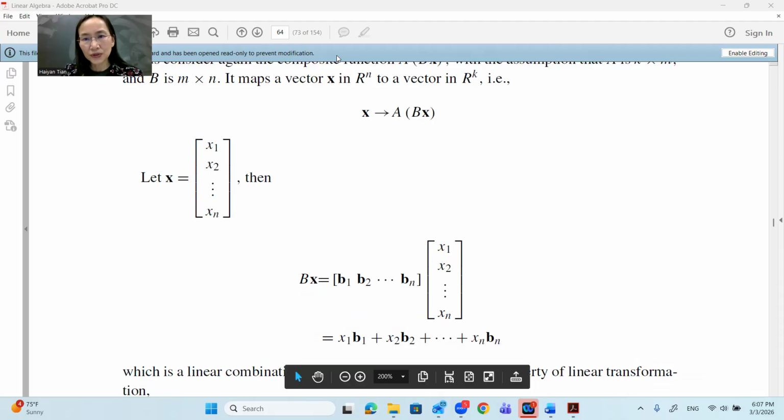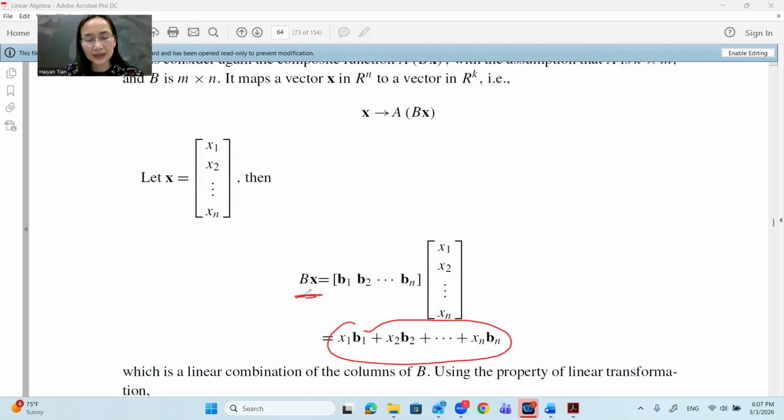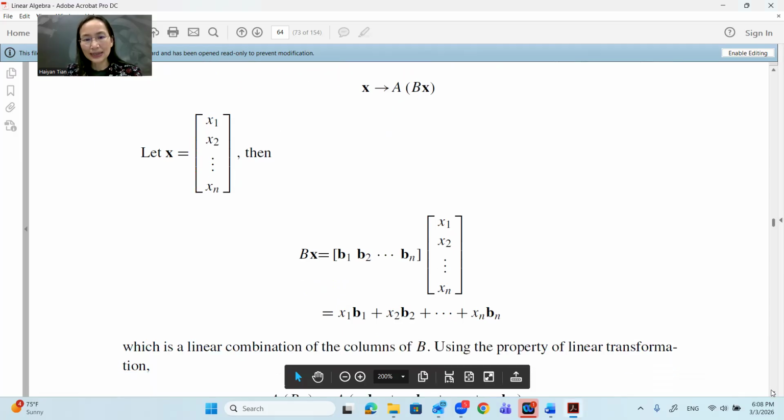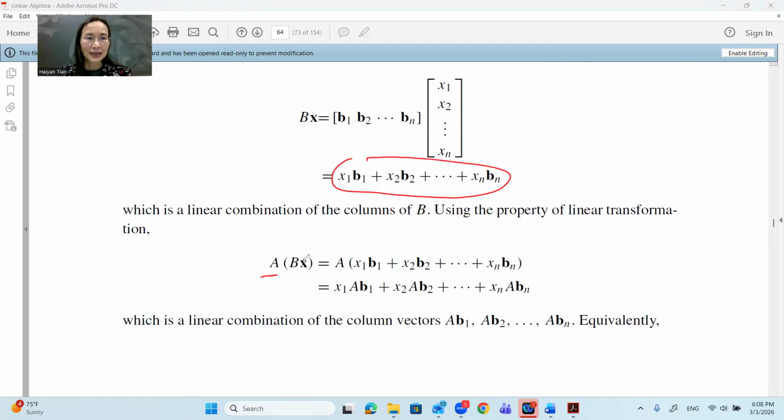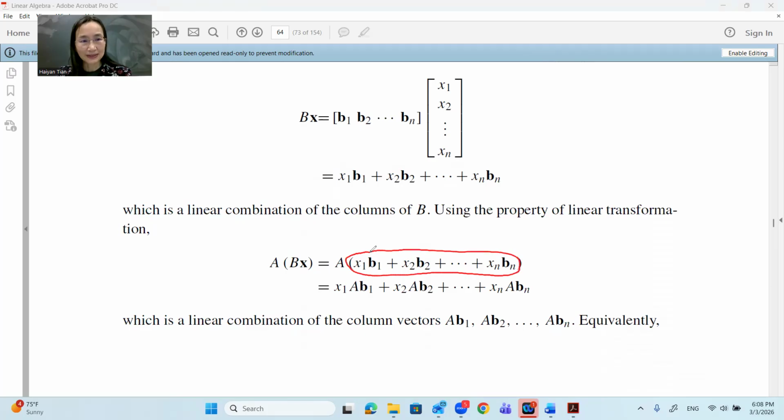Now with this vector as a new input for A, after we get this BX, we apply A, that outer function, onto BX. That means A applied on this vector, which is the linear combination of columns of B. By the property of A as a linear mapping, using the linear property, you just do each term.